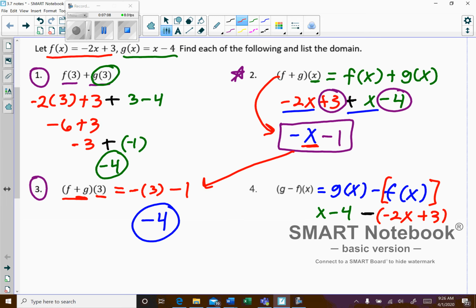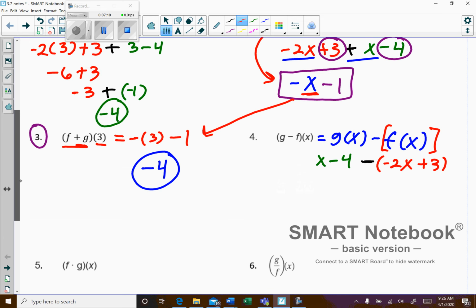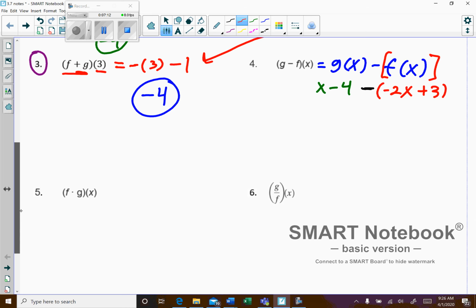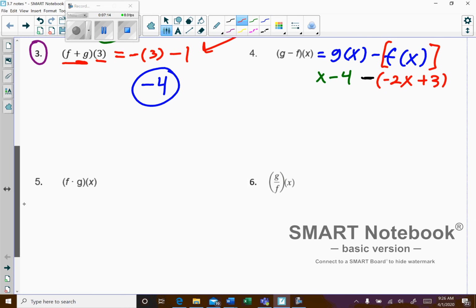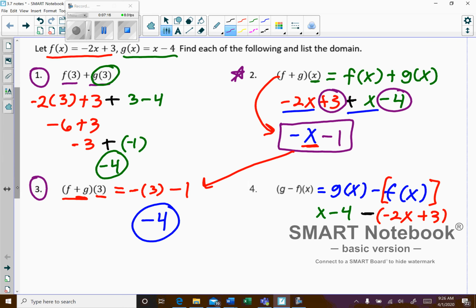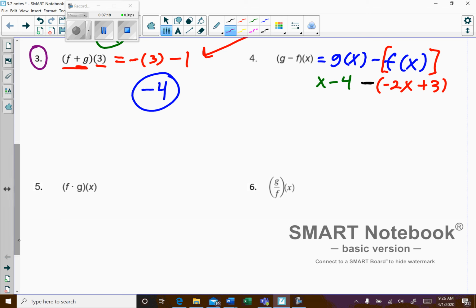And then I'll scroll up so I have a little bit more room. The point that I was trying to make is that now we're going to have to distribute that minus sign to all parts of the f function, all the terms. So that's what we'll want to do next, is distribute that. We still have our x minus 4 in front. This will turn into a plus 2x, and then this plus 3 actually goes to a minus 3. So that's where you need to be careful.